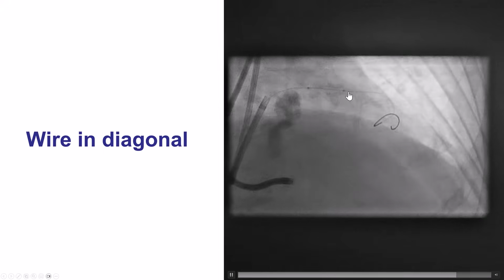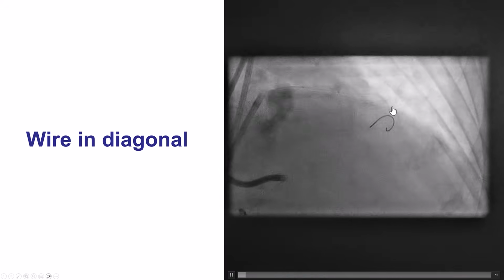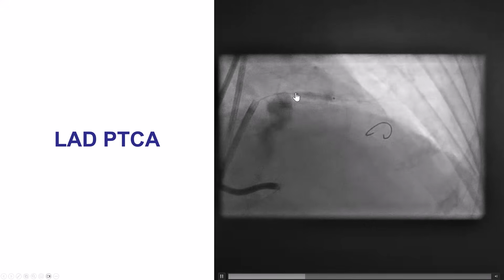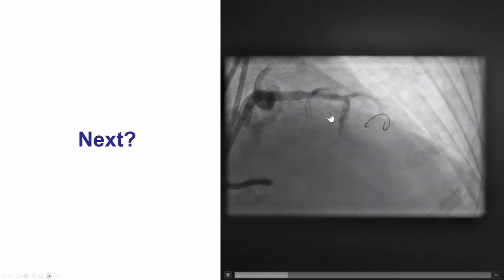So to prevent this, we did advance a guide wire in the diagonal branch, and then we did balloon dilations in the LAD proximal to the bend to make sure that the stent was well expanded and to minimize the risk of having equipment go outside the stent struts in this area.